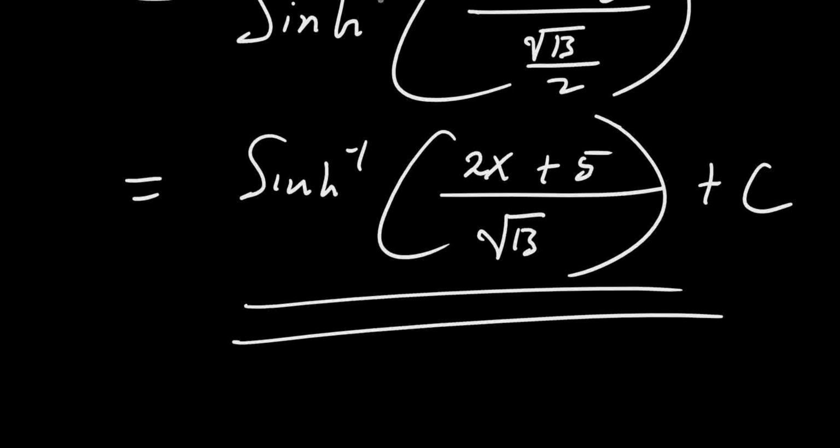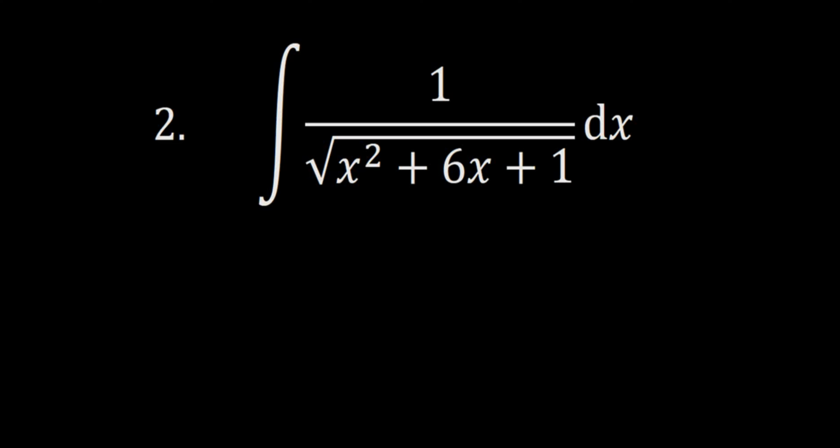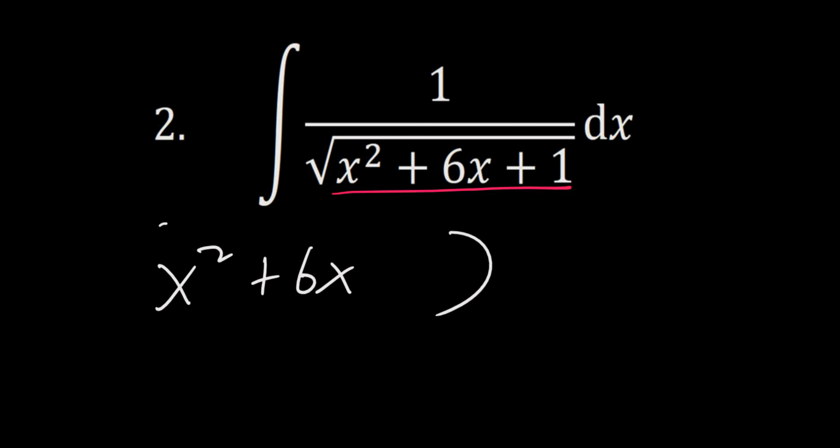All right, let's move on to the next question. Question number 2. To solve this problem, first we are going to write the content of the square root, x squared plus 6x, just leave some space, plus 1. So write it again in this form and divide the coefficient of x by 2, and that's going to give us 3. Simply write it here and just square it.